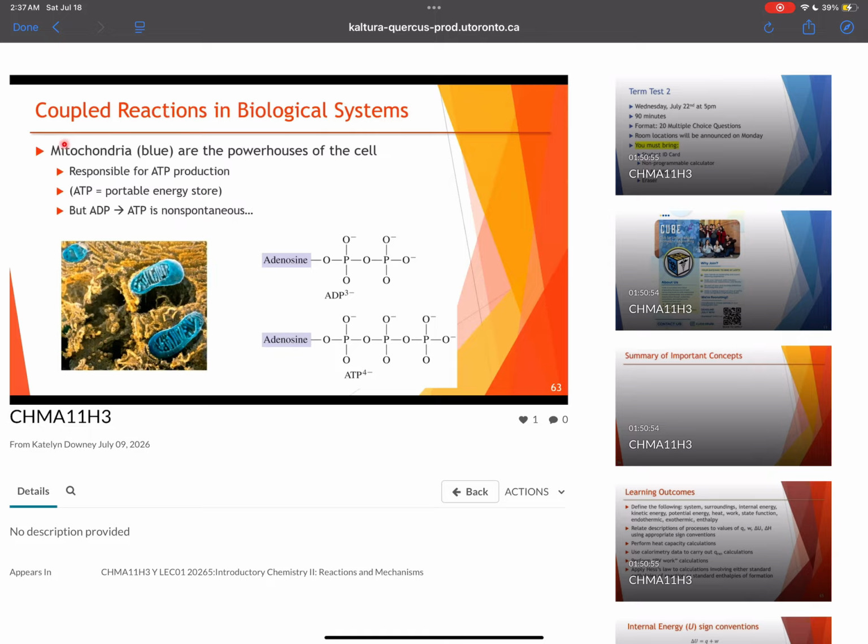So here's an example in a biological system. I'm sure you guys have seen all the memes of mitochondria as the powerhouse of the cell. It's kind of an old one. Maybe I'm aging myself once again. But why do we call mitochondria the powerhouse of the cell? We call it that because mitochondria make ATP.